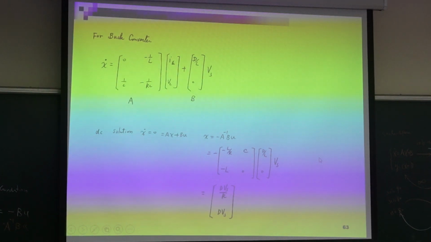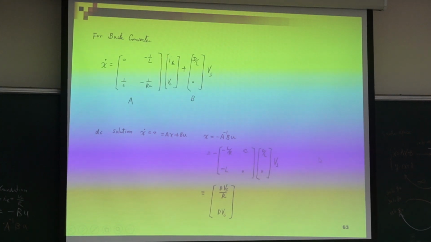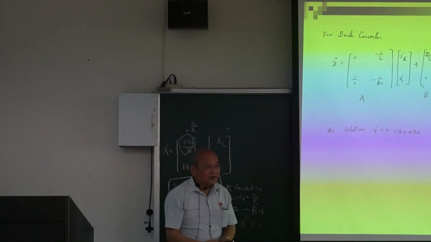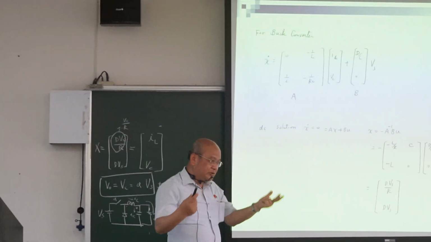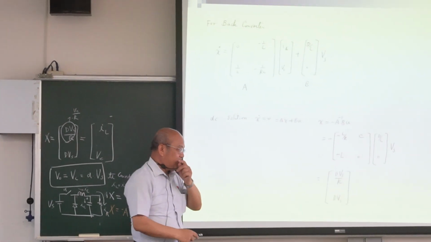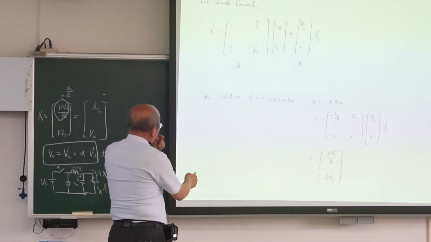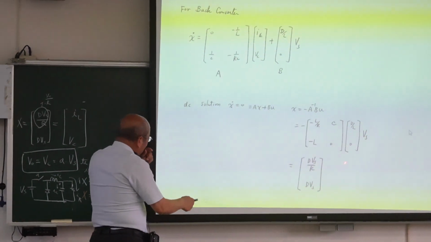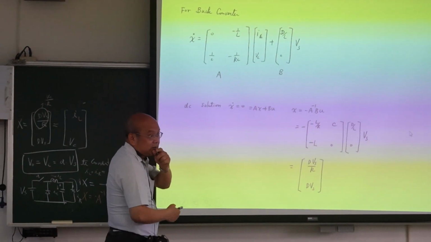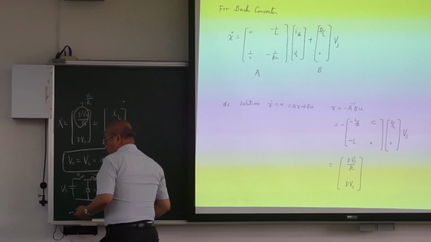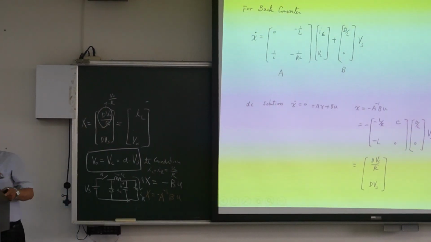Then how about IL? IL is IR. What is IR? IR is VC divided by R. So you can see this is VC divided by R. VC is duty multiplied by Vs, right? So do you have the same result as before? Yes. You can see if I set x dot equal to 0, then I can get the DC result. So you can prove this math is correct.